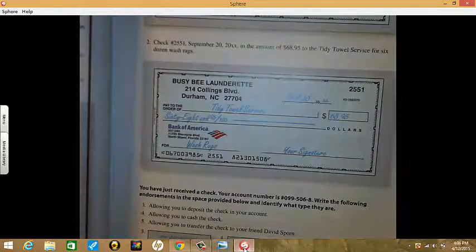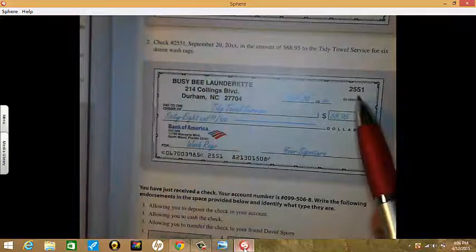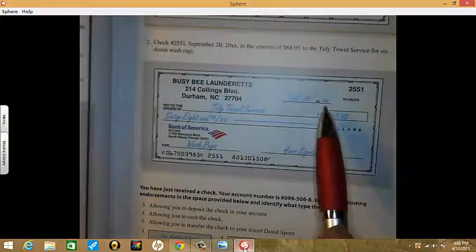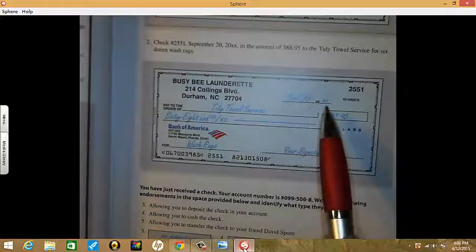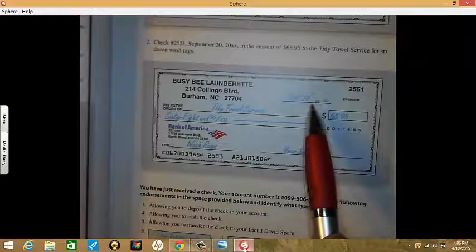I decided the best way to look at how to do section 4.1 would just be to pull up the answer book here and show you how things have been filled in. Notice that we're having a check here, and it's check number 2,551. Numbers are normally printed here in the corner. September 20th of 20XX, and so it could be 2015 or 16 if we were doing it, depending on the year. That just goes here.